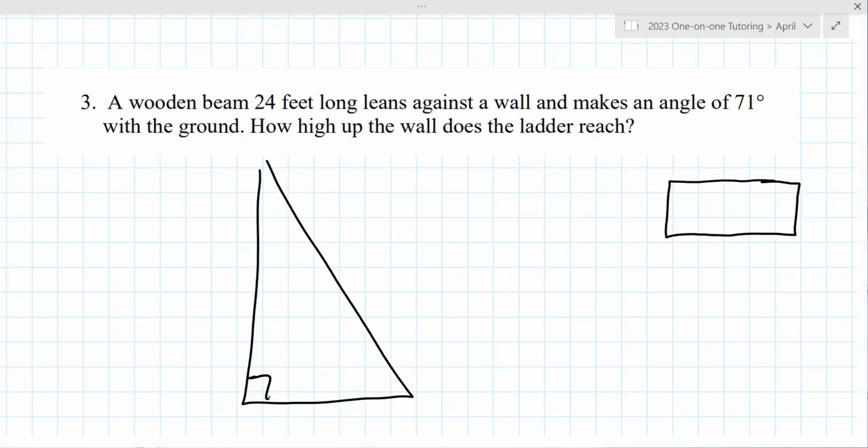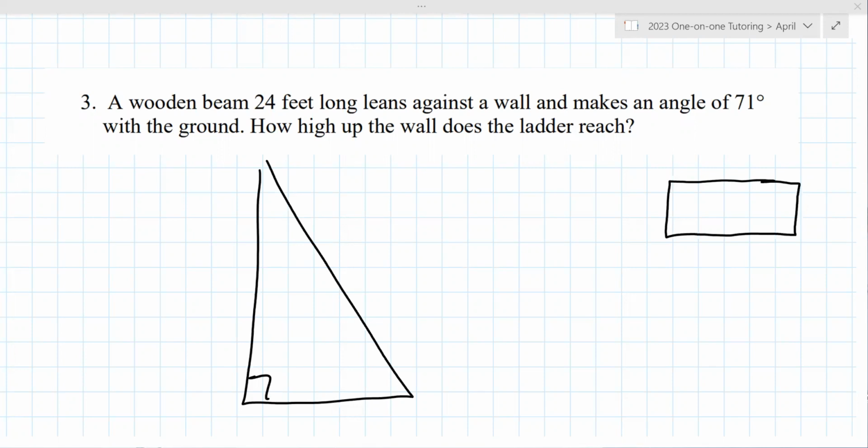Okay, we're trying to find the height this time. So we know that the height will be opposite over hypotenuse, and the hypotenuse will be 24. 24 on the bottom. Okay, so then it would just be 24 times sine 97. I have my answer.